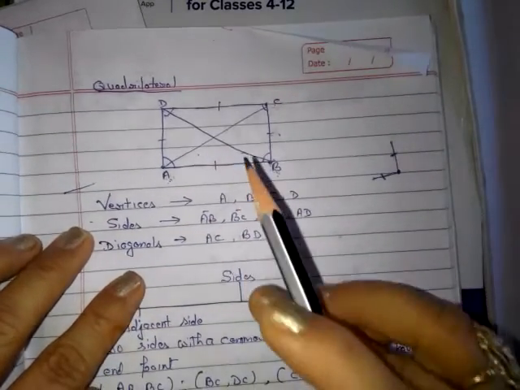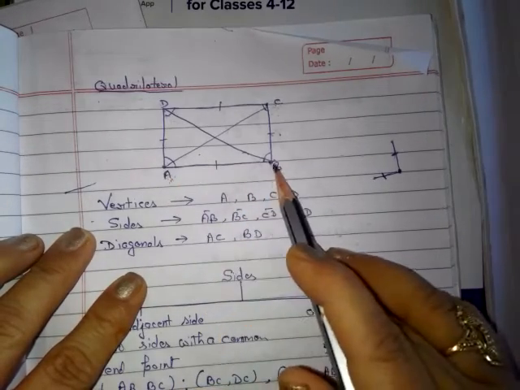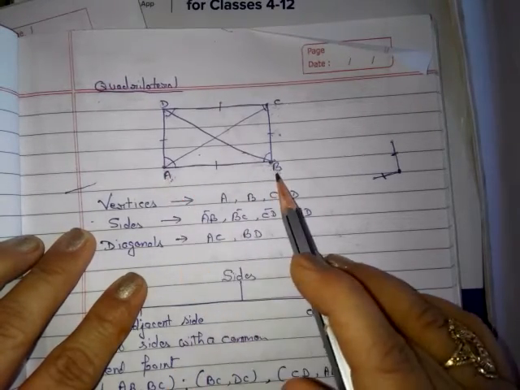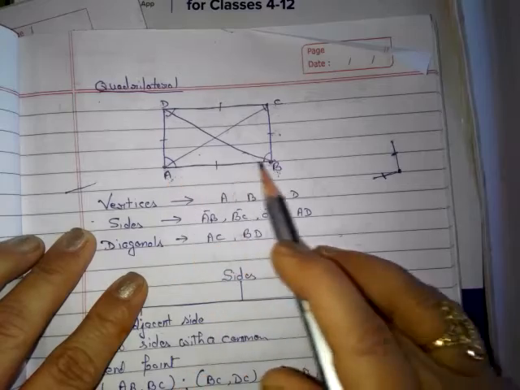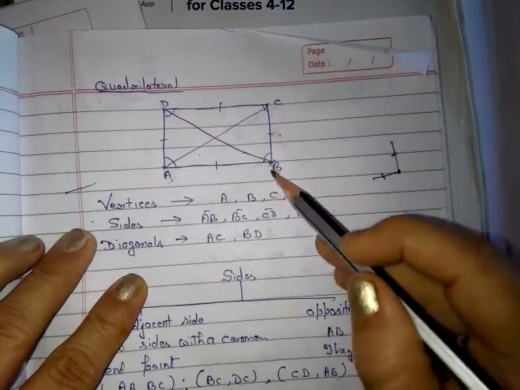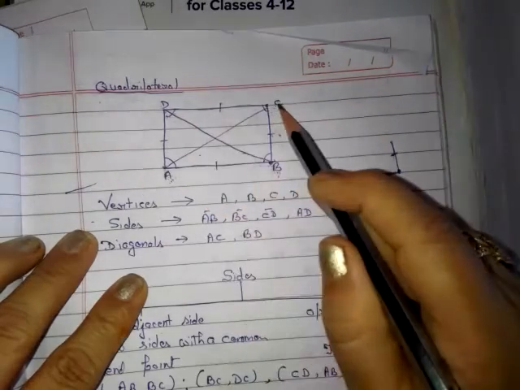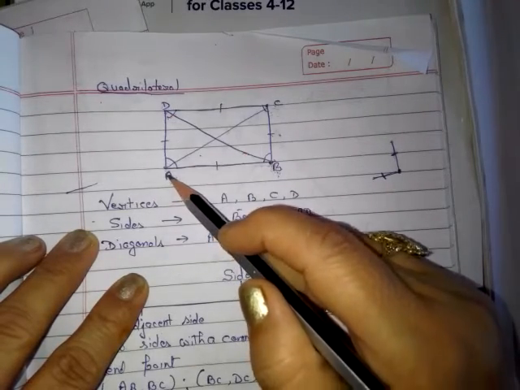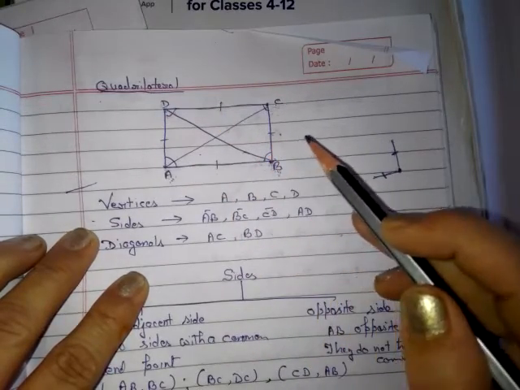Okay, now children, one more term, adjacent angles. So 2 angles are said to be adjacent angles if they have a common arm. Okay, like angle A and B. This is the first pair of adjacent angles. Angle A and B, they have a common side AB. Then similarly angle B and C, they are adjacent angles having a common side BC. Then angle D and C, they are adjacent angles having a common side DC. Okay, then angle D and A, they are adjacent angles because they have a common side AD. Okay, so children, clear? Adjacent sides and adjacent angles.